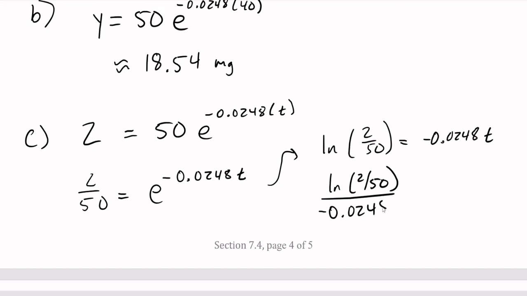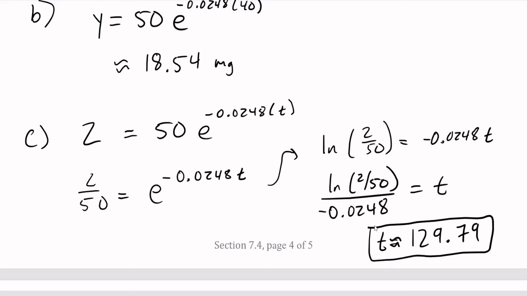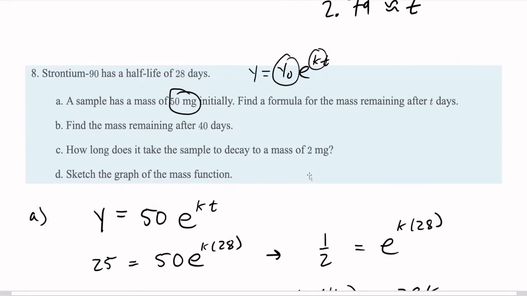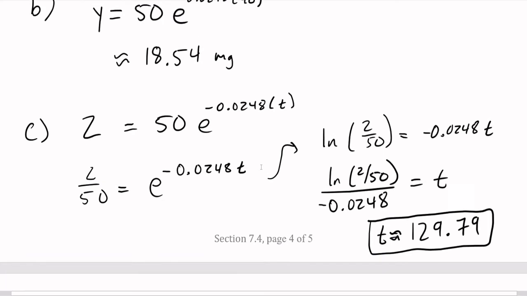So your answer with slightly more precision is this, but that's not very helpful, so we're going to plug this into the calculator to get an idea. So it's going to be natural log of 2 over 50 divided by negative 0.0248. That gives me t equals 129.79. And again, approximate. All right. So going back up here, it takes almost 130 days for strontium 90 to go from 50 milligrams down to 2 milligrams. There you go.